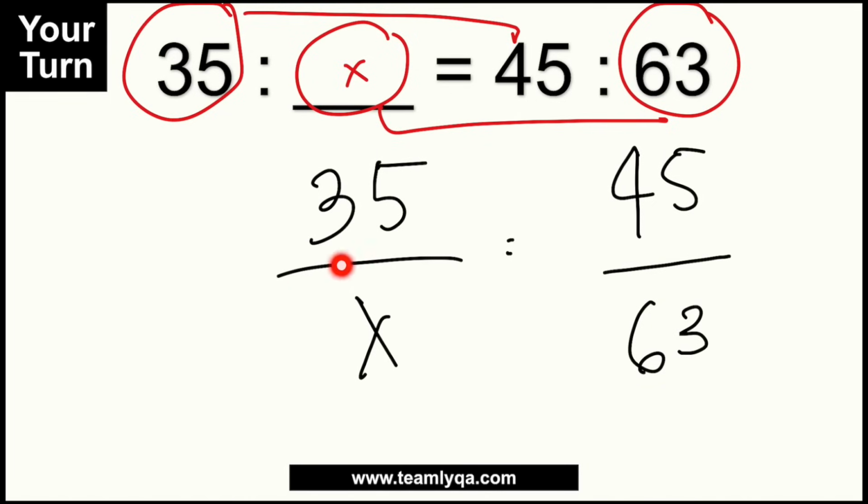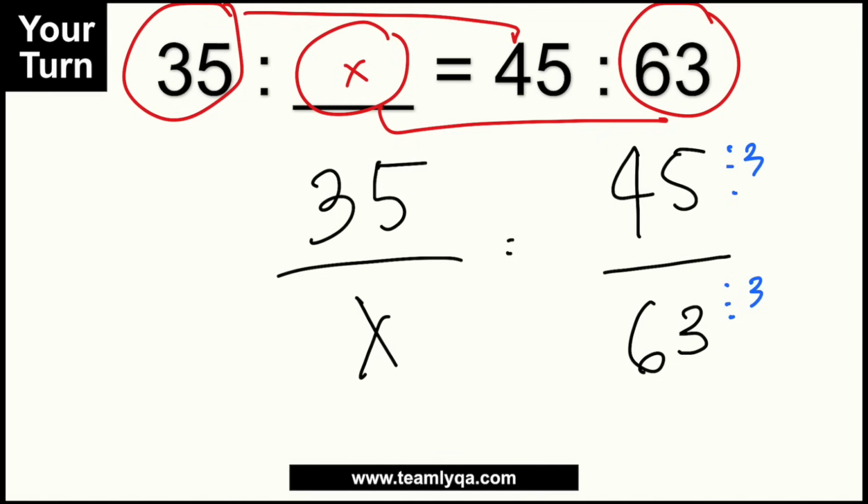Medyo mahirap iikot yung 35 sa 45 kasi 35 divided by 45 is going to give you a decimal. Mahirap din yung 63 kasi 63 divided by 45 will still give you a decimal. So, anong gagawin natin? Reduce it to smallest terms. Yung 45 over 63, pwede pa siya i-divide pareho. Let's start out with something simple. I-divide muna natin siya sa 3.